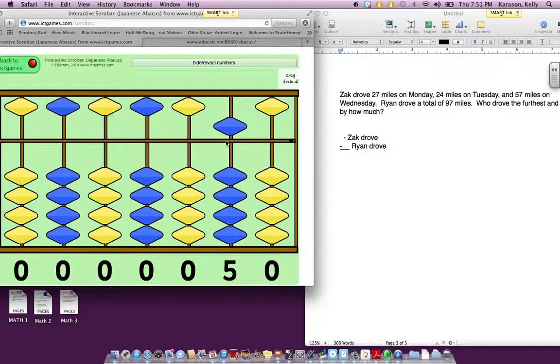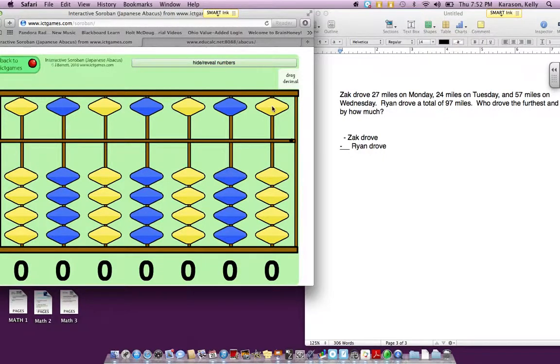All right, so let's take a look at our problem. What we want to do is we want to add, well, let's read our story problem. So it says Zach drove 27 miles on Monday, 24 miles on Tuesday, and 57 miles on Wednesday. Ryan drove a total of 97 miles. Who drove the furthest and by how much? So the first thing that we need to do is tally up or add up how much Zach drove. And then we're going to decide if we're going to subtract Zach's from Ryan's or Ryan's from Zach's.